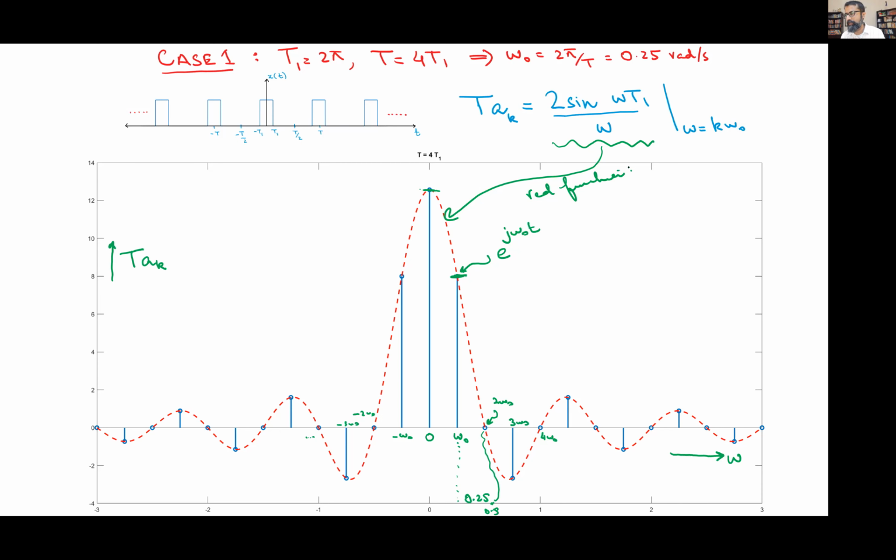So here's a question for you. What happens as capital T increases? What if I increase this capital T from 41 to 81? So what will happen? If I increase the time period of the periodic signal, how would you expect these plots to change? Yes, Ibrahim.